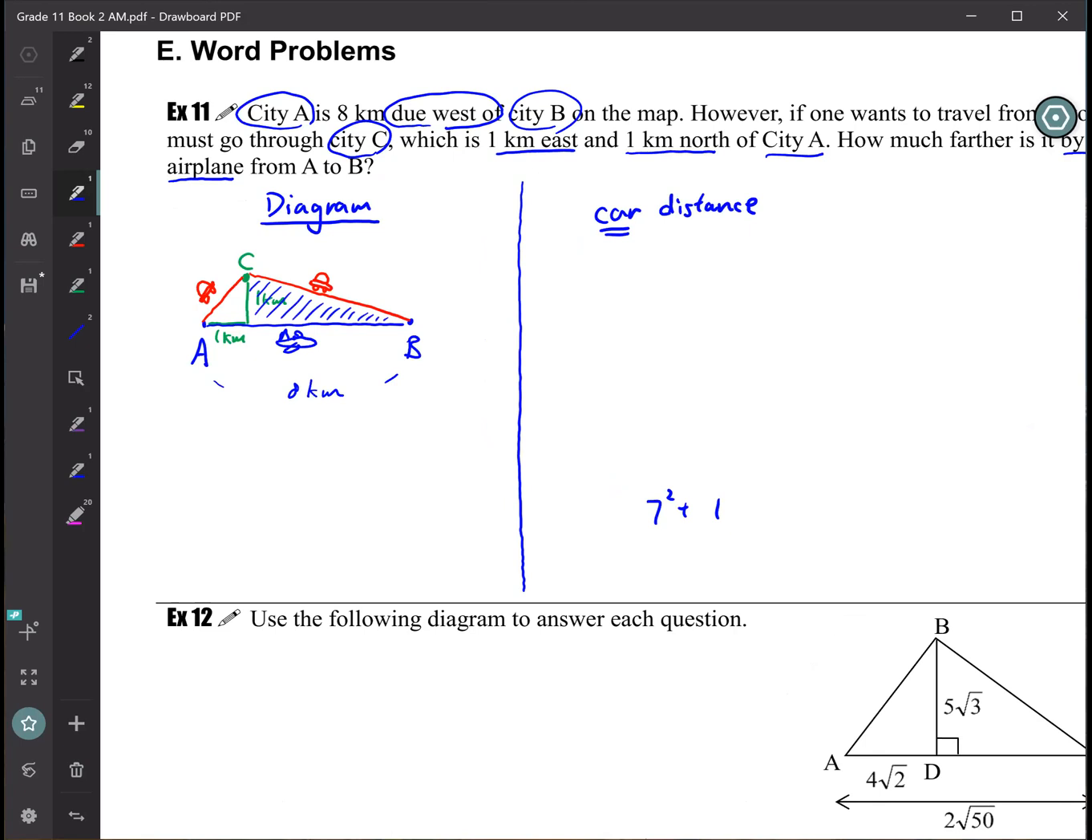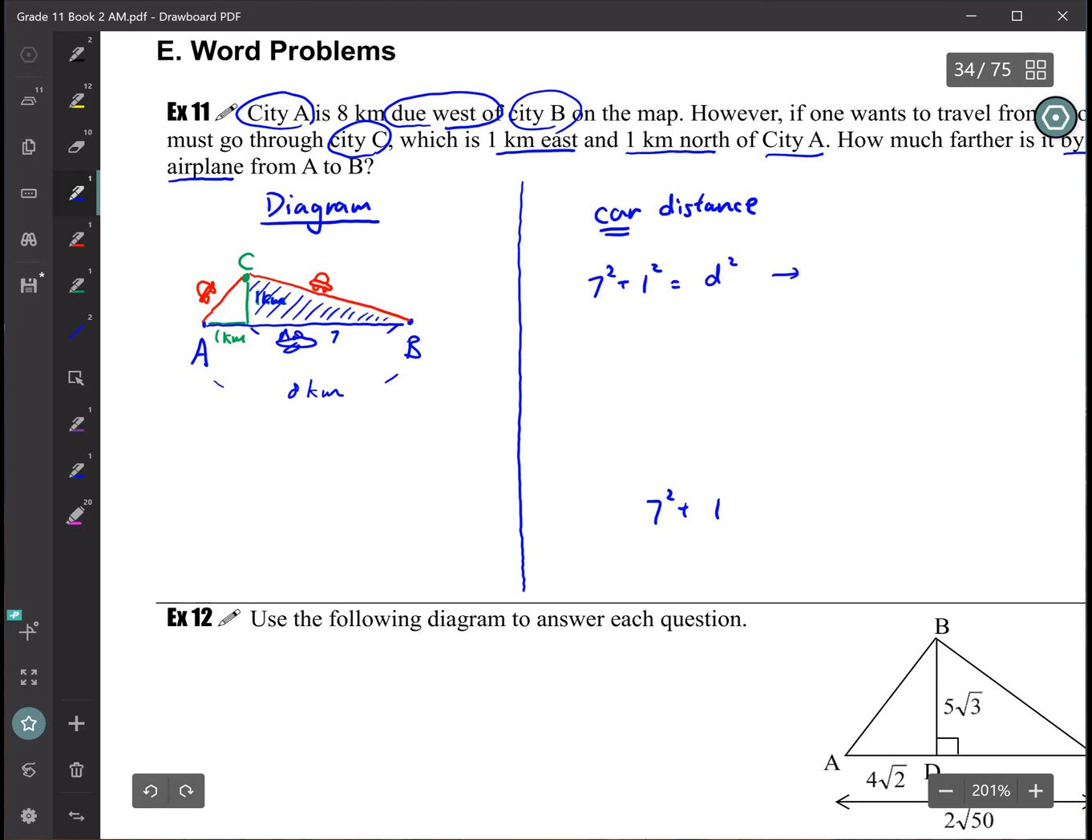Okay, so we break it down into two triangles. You get 7 kilometers on the right side and 1 on the top here. So 7 squared plus 1 squared gives you the distance.